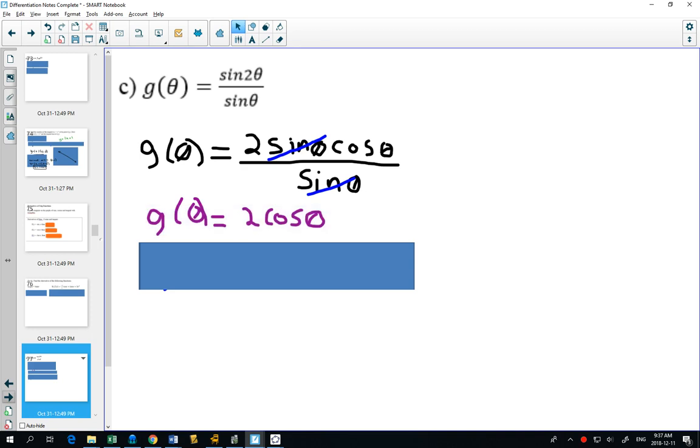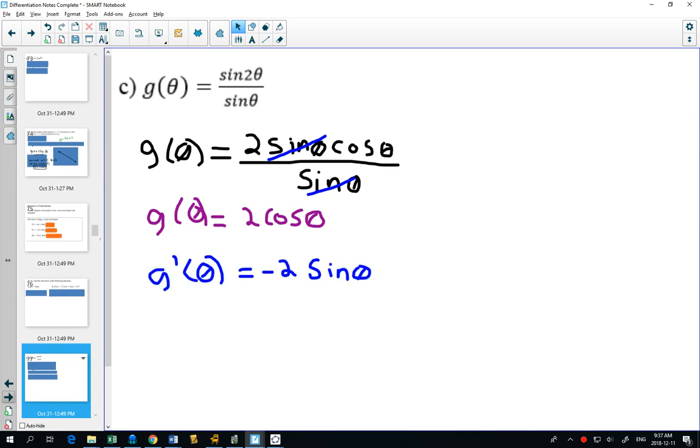So the derivative of 2 cos theta, what's the derivative of cos? Negative sine, so this becomes negative 2 sine theta.